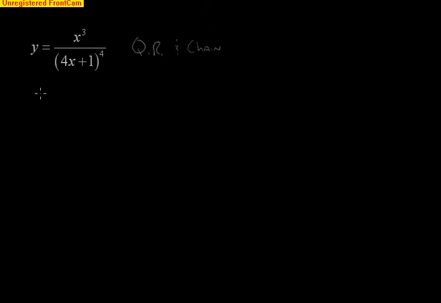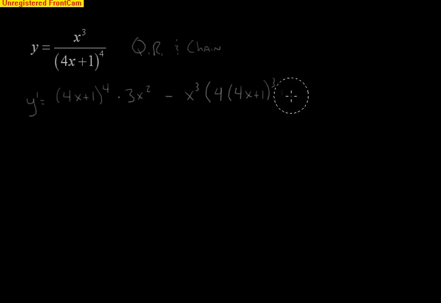Okay, so remembering again how the quotient rule starts, that always starts in the bottom. So we're going to have 4x plus 1 to the 4th times the derivative of the top, which is going to be 3x squared, minus the top, x cubed, times the derivative of the bottom. So here's our chain rule for the bottom, 4x plus 1 cubed times the derivative of the inside, which is 4.